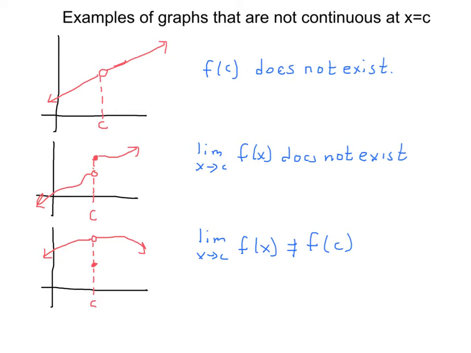In this case, I have a function. It is defined at x equals c. The value, that closed dot right there, tells me what f of c is, whatever that value is. The limit exists for f of x as x approaches c. As I move closer and closer to c, from both directions, I'm approaching the same value. But the problem is I'm not approaching what f of c is. So in this case, this function is not continuous.